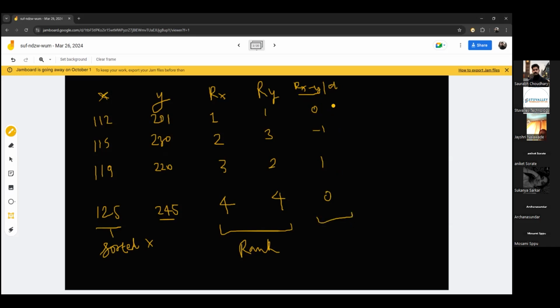This is a difference of what? Can you write in the chat if you have understood it?